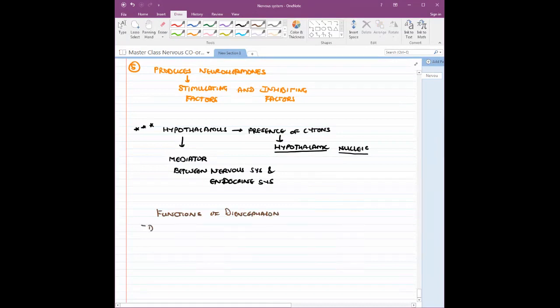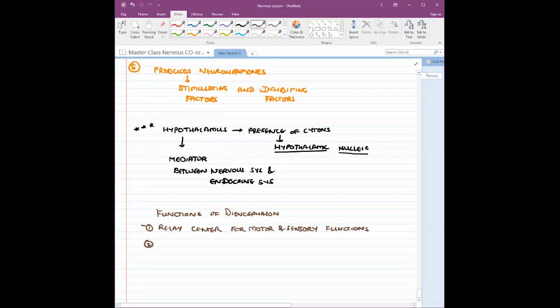First thing, guys, because it has the RAS system, all the senses are going to go from there. That is why we say this is a relay center. It acts as a relay center for motor and sensory functions, because of the RAS system.